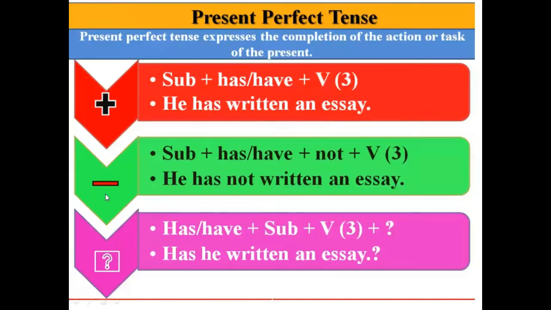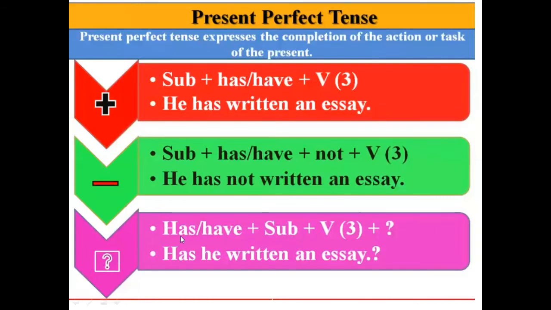Now we talk about the negative sentence. Very first we use subject, then has or have, then not, then third form of the verb, and then object. Because we are going to make the negative sentences, that's why we use not after the helping verb. He has not written an essay. Why we use not after the helping verb? Because we are making the negative sentences. If you want to change the affirmative sentence into the negative sentence, simply we put not after the helping verb. He has not written an essay. Clear?